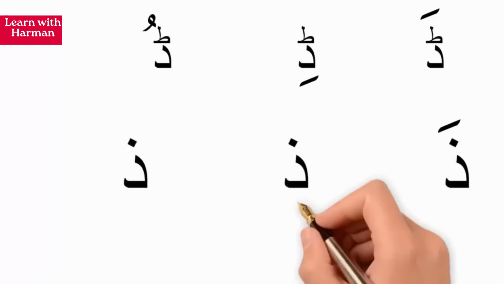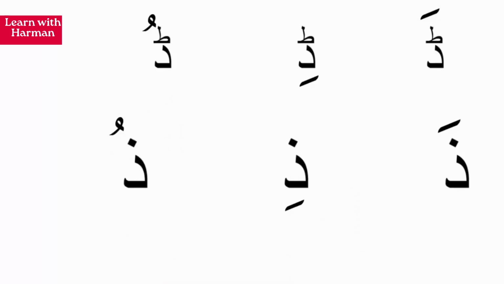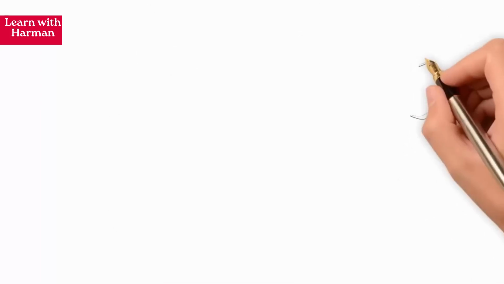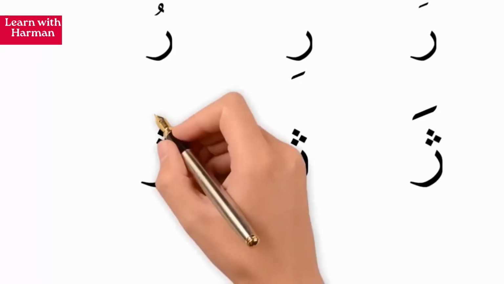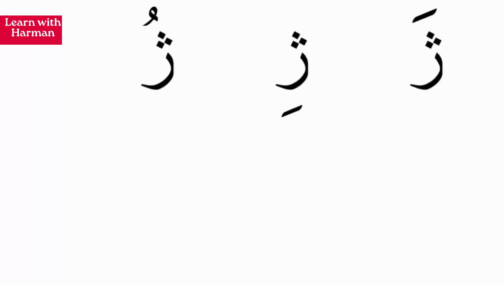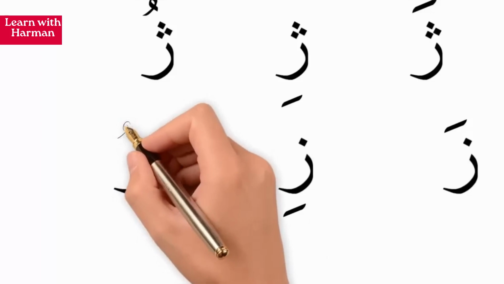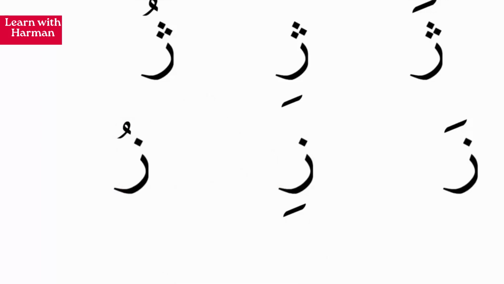Zal Zabar Za, Zal Zer Zi, Zal Pesh Zu, Za Zi Zu. Re Zabar Ra, Re Zer Ri, Re Pesh Ru, Ra Ri Ru. Je Zabar Ja, Je Zer Ji, Je Pesh Ju, Ja Ji Ju. Ze Zabar Za, Ze Zer Zi, Ze Pesh Zu, Za Zi Zu.